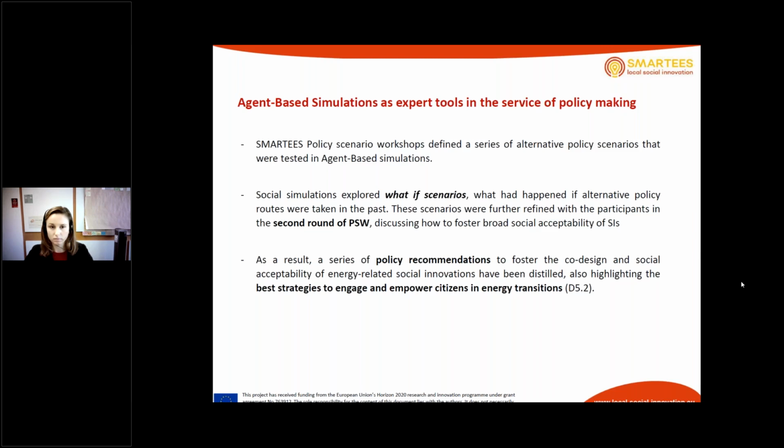As a result of this exercise and of the agent-based simulations, we obtained a series of policy recommendations, and we also distilled the best strategies to engage and empower citizens in energy transitions. Next slide, please.